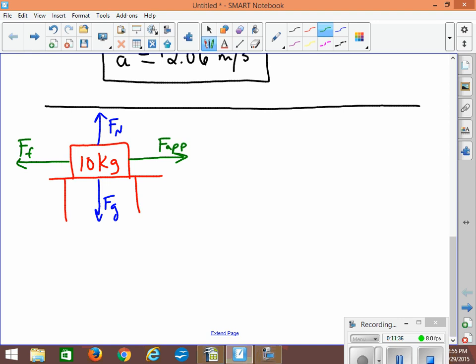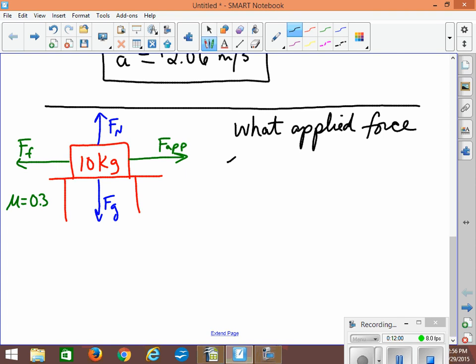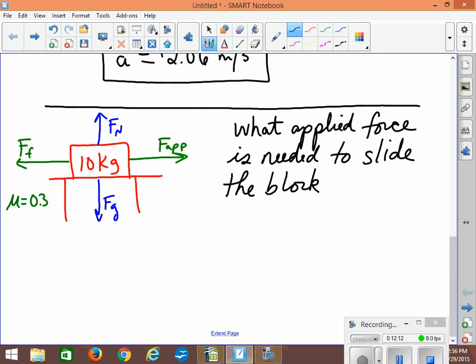All right. And I will give you a little bit of information. I'll tell you that the frictional coefficient is 0.3 again, but this time I'm not going to tell you anything about the applied force. And the question we're going to ask is, what applied force is necessary or needed to slide the block at a constant speed?